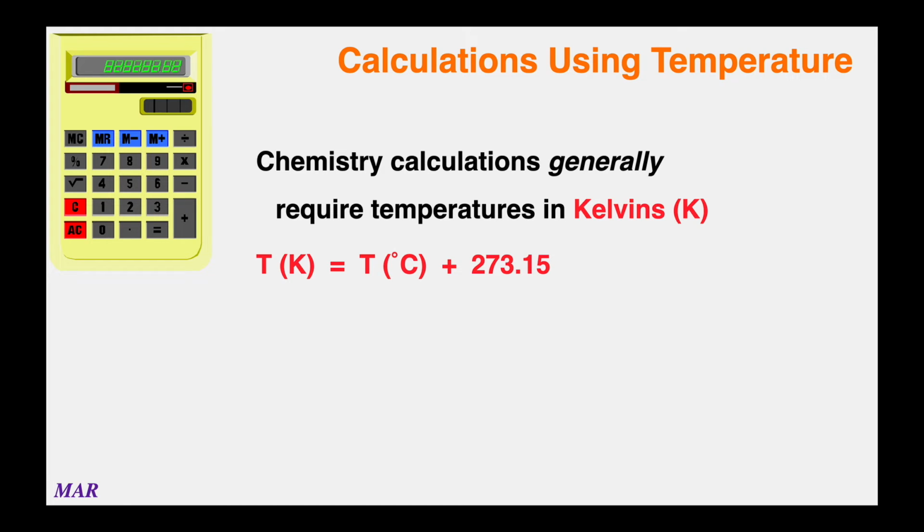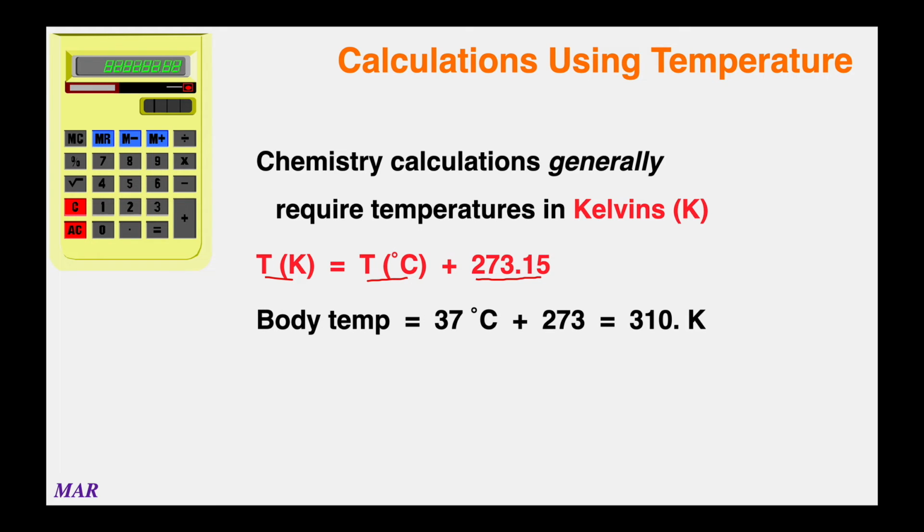So to convert the temperature in Celsius, you want to add 273.15 to get the Kelvin. And of course, if you have Kelvin and you want to go to Celsius, you would subtract 273.15 from the Kelvin temperature to get the Celsius temperature.